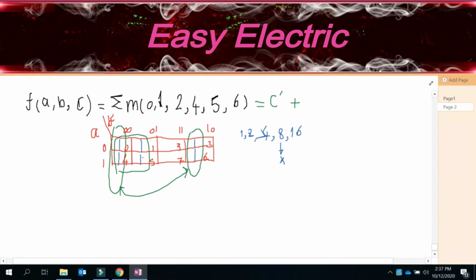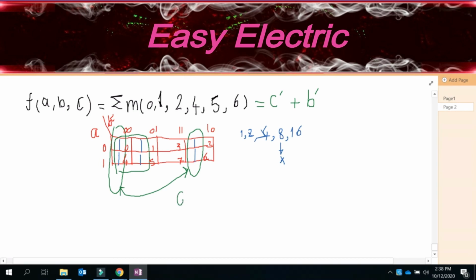So if you write the corresponding term for this, again, A here is 0, here is 1, A is gone. The B here is 0, here is 0, you should have B prime. And how about C? C here is 0, here is 1, 0, 1 will be gone. So that means C prime plus B prime will be the simplest form of this function.